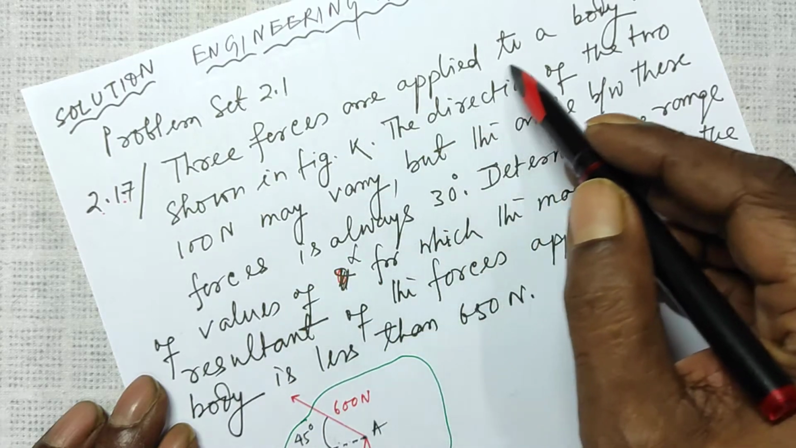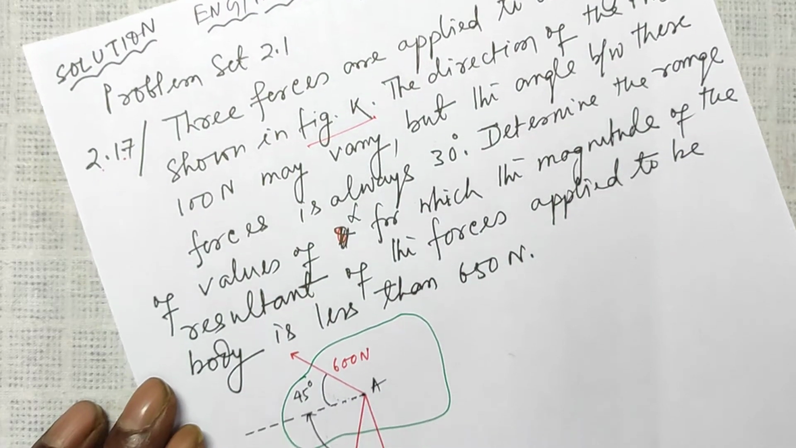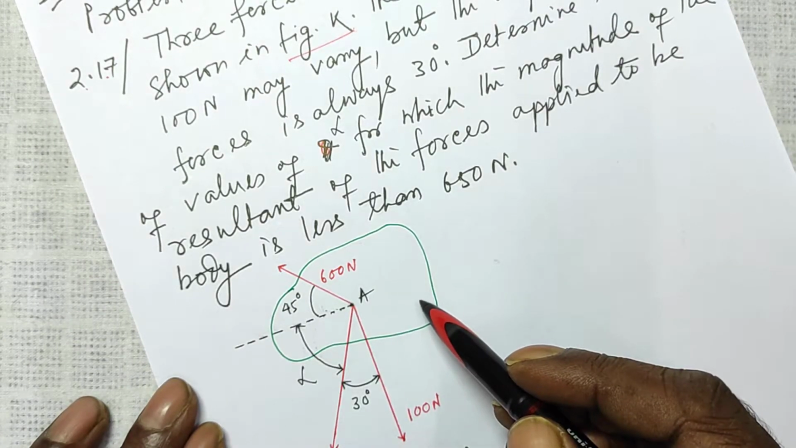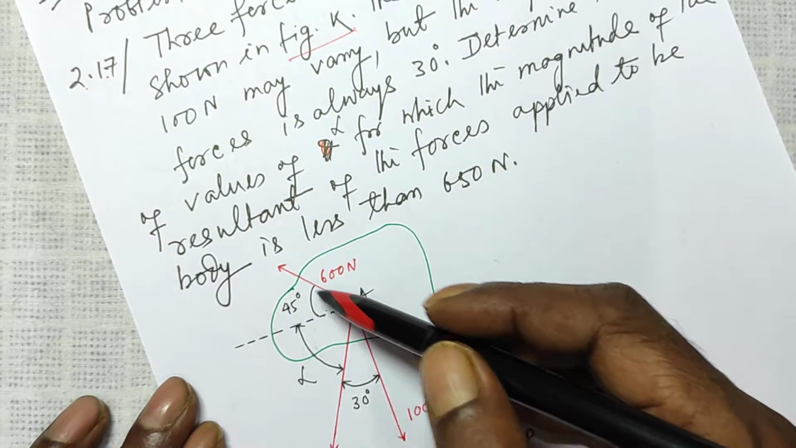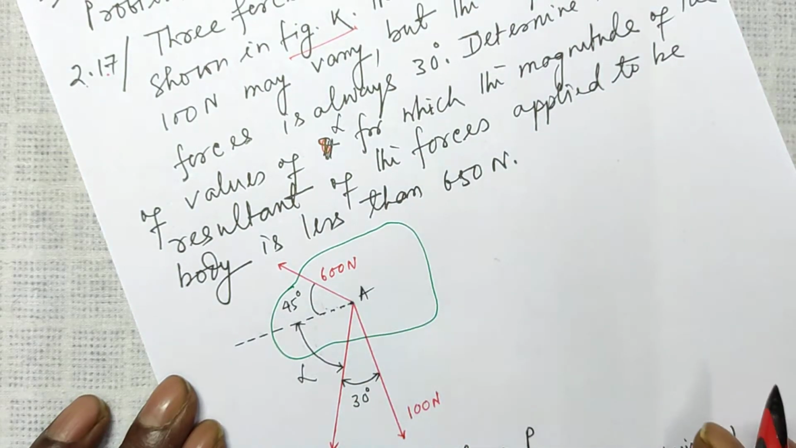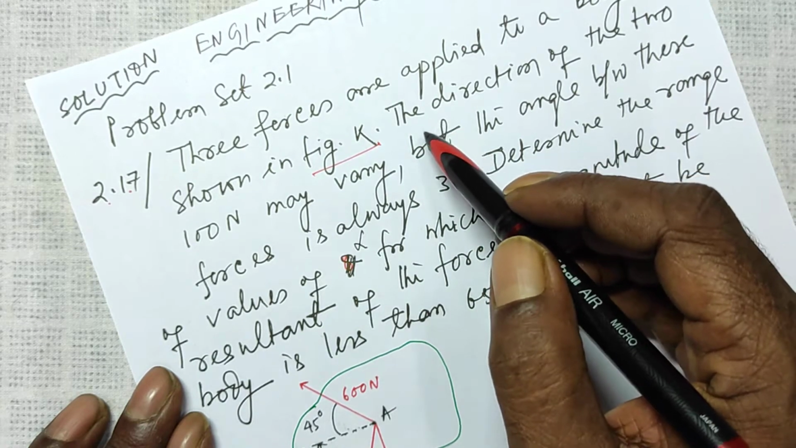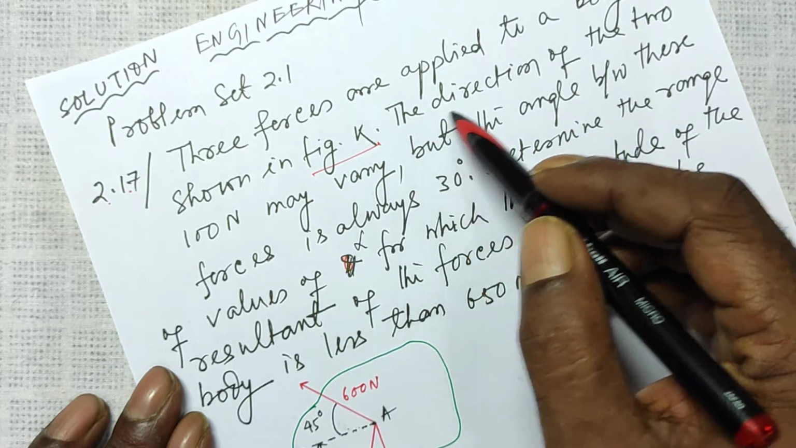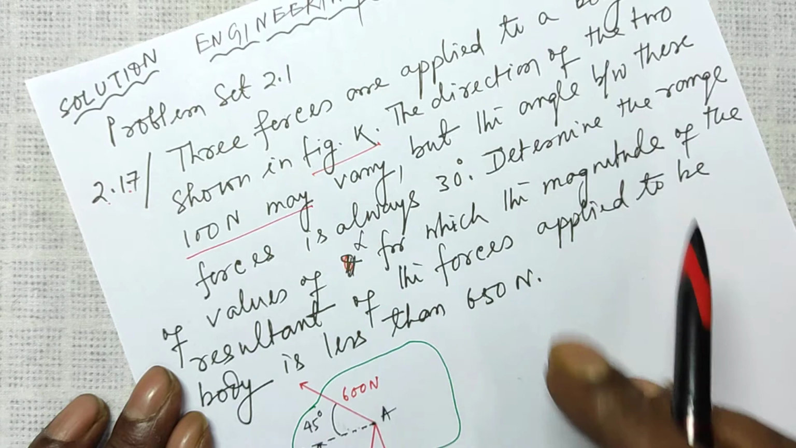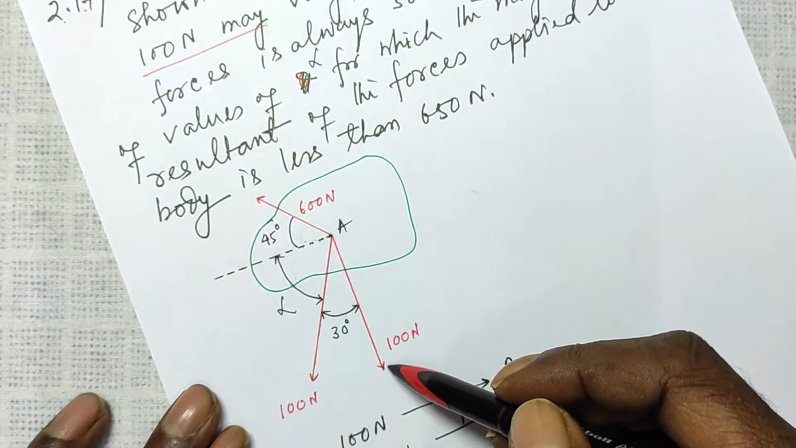Three forces are applied to a body as shown in figure K. As given in your book, this is your figure K. There are three forces shown in red: 100 Newton force, 100 Newton force, 600 Newton force. And what are the conditions? The direction of the 200 Newton may vary. These are the 200 Newton forces.